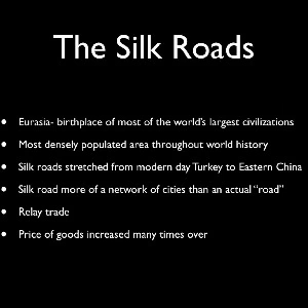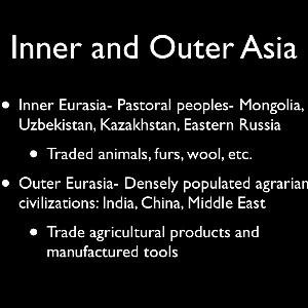So what made trade along the Silk Roads possible? Well, trade always existed between what we'll term Inner and Outer Asia. And Inner and Outer Asia is a useful way of thinking about the peoples of Eurasia. Outer Eurasia is made up of the relatively warm areas that get a good amount of rain and are suitable for agriculture.